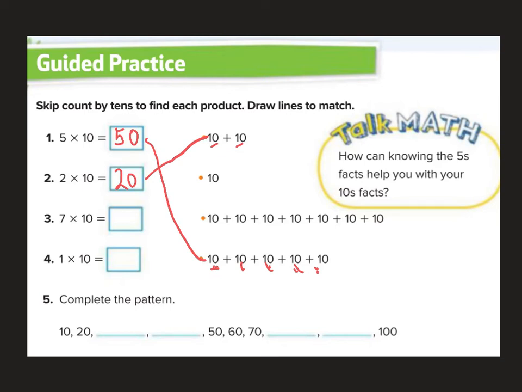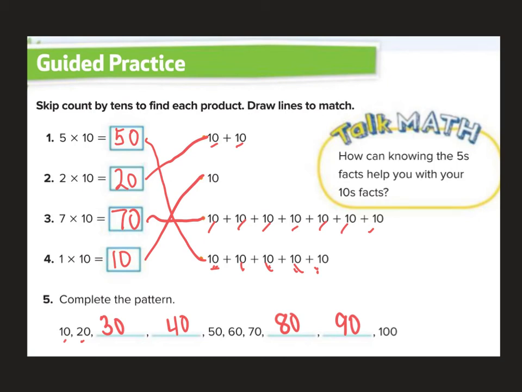7 tens. Let's see, 10, 20, 30, 40, 50, 60, 70. And we can connect there straight across. 1 ten is just 10. Okay, so now our next problem says we need to complete the pattern. 10, 20, 30, 40, 50, 60, 70, 80, 90, 100.